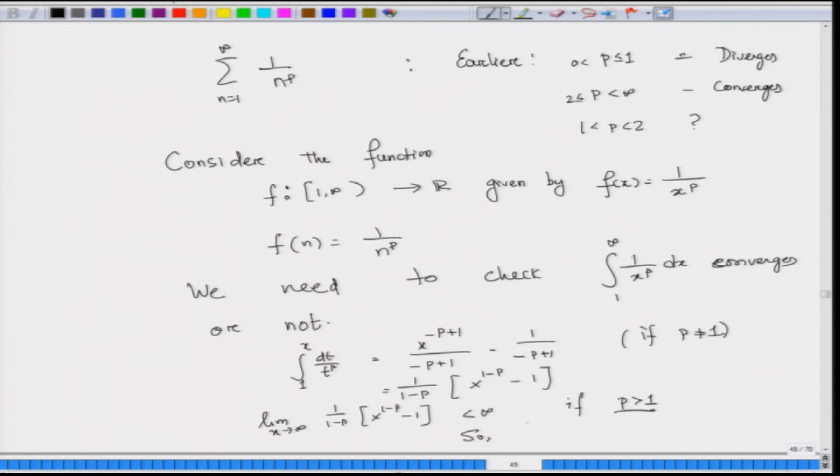So, we conclude by the theorem that the series 1 by n to the power p, n equal to 1 to infinity, is convergent if and only if p is less than infinity and p is greater than 1. So, this in fact tells us why this series 1 by n to the power p is convergent or divergent.